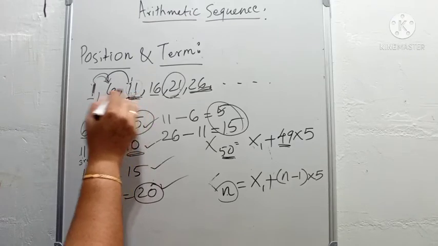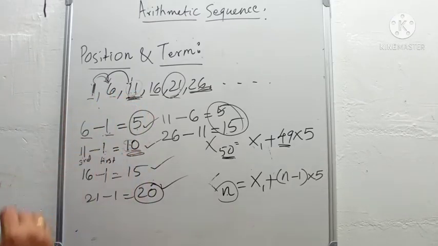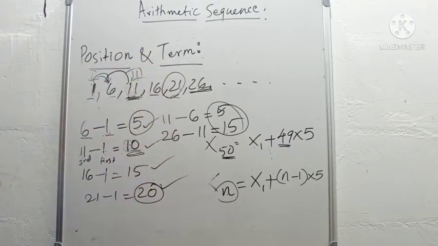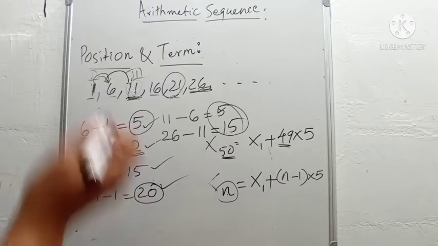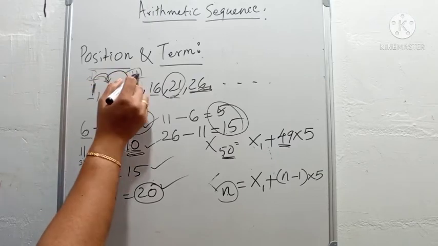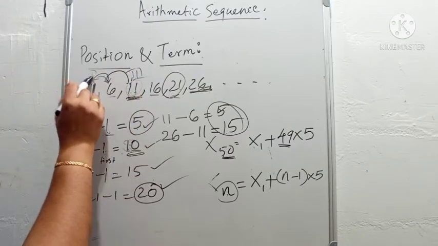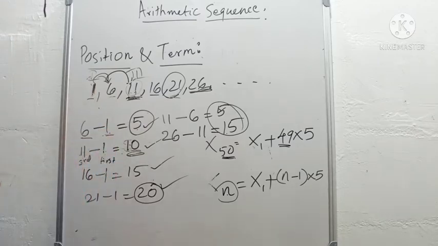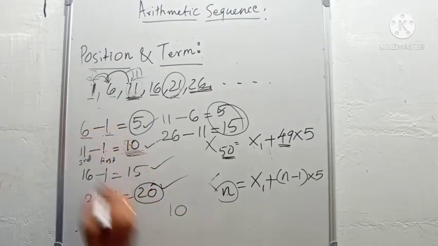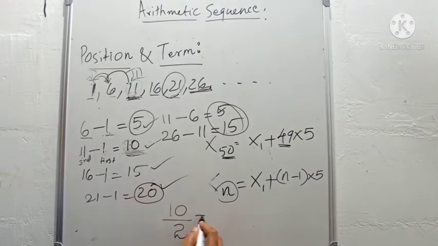The term difference is 11 and 1. 11 minus 1 is equal to 10. And what about their position difference? This is the first term and this is the third term. What is the difference between their positions? Third position and first position, so their difference is 2. If we divide the term difference 10 by the position difference 2, we get the common difference, 5.